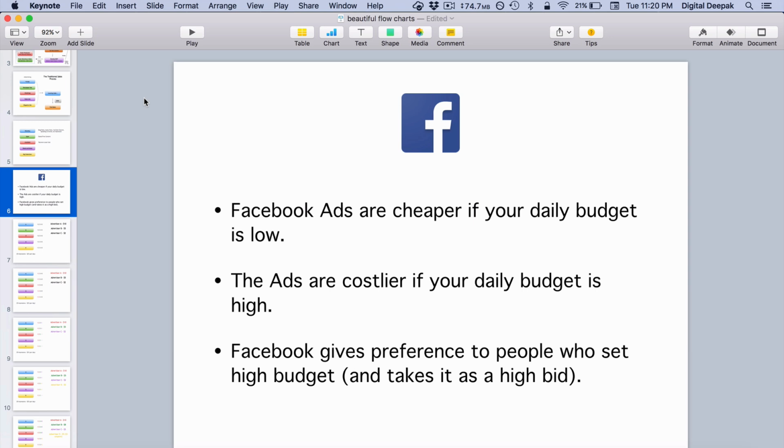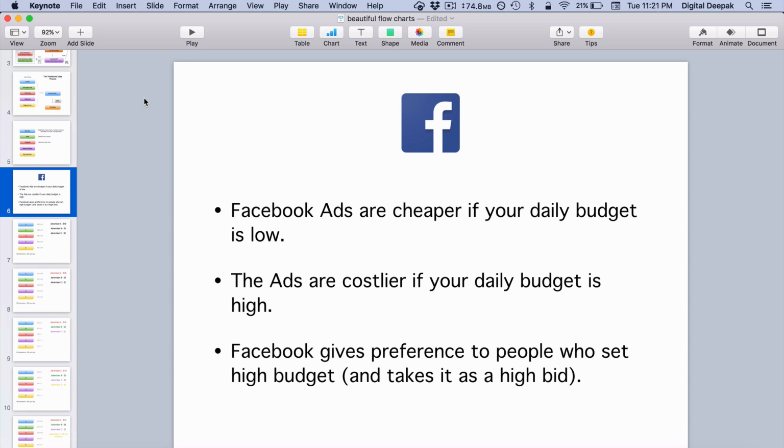So the three main points which are the backbone of this video: Facebook ads are cheaper if your daily budget is low. The ads are costlier if your daily budget is high. You might have found this yourself if you have been advertising on Facebook, and this is something that many advertisers agree on. And what I think is that Facebook gives preference to people who set a high budget and basically considers it as a high bid.